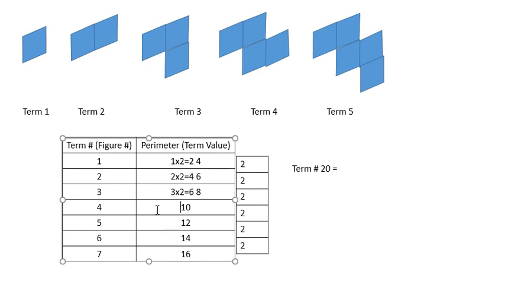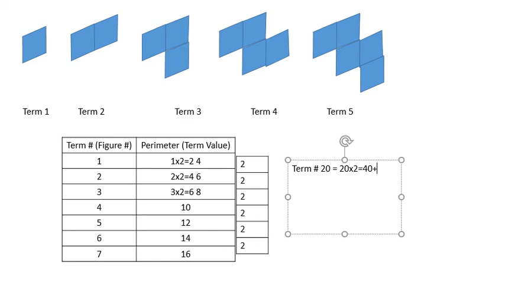So let's see if that works with this one. What is 4 times 2? That's 8. And add 2, that's 10. 5 times 2 is 10, plus 2 is 12. 6 times 2 is 12, plus 2 is 14. Let's see what would happen if we use that rule to find the 20th. I would say 20 times 2 equals 40, but we know that's going to be too small by 2, so we're going to add 2. So 40 plus 2 is 42.